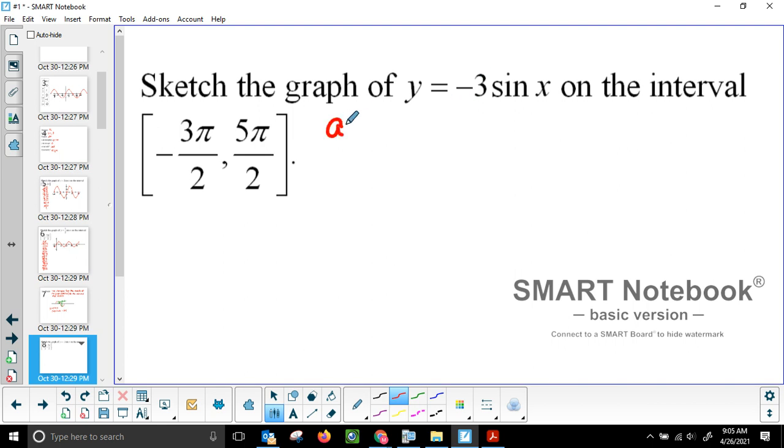So what is my amplitude going to be here? All right, it's 3, which means my maximum is going to be at +3. My minimum is going to be at -3.